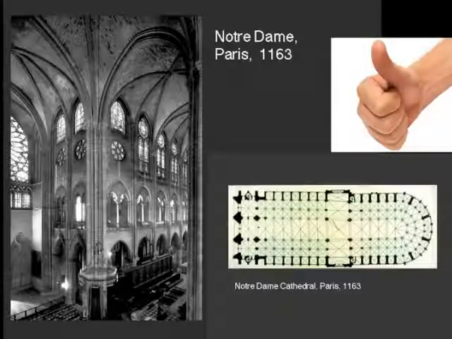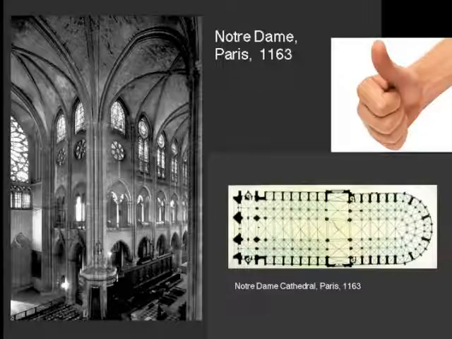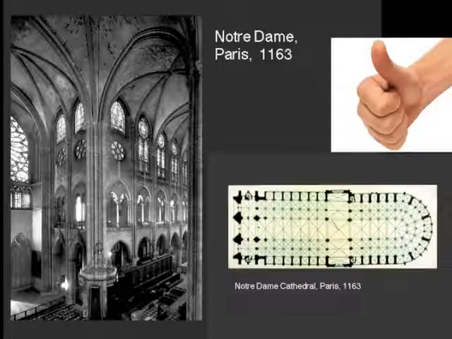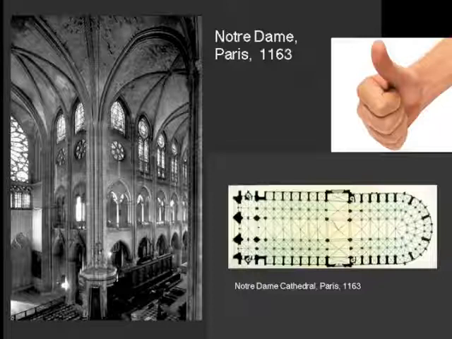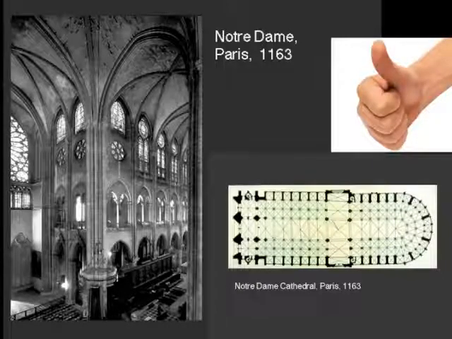This is a really useful slide. I know you don't think it's a useful slide. But at a certain point, you're going to be looking at Gothic cathedral plans, and you're going to want to scream, and you're going to say, but they all look alike. How can I tell one from the other?